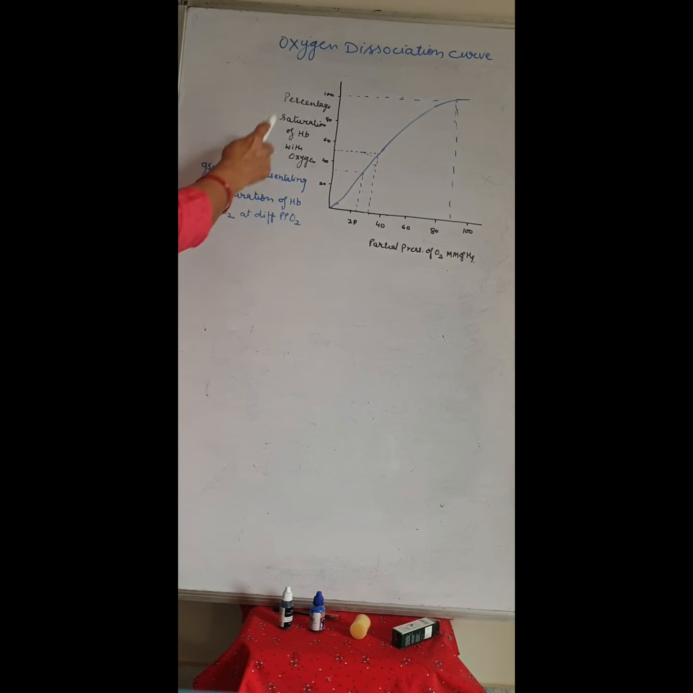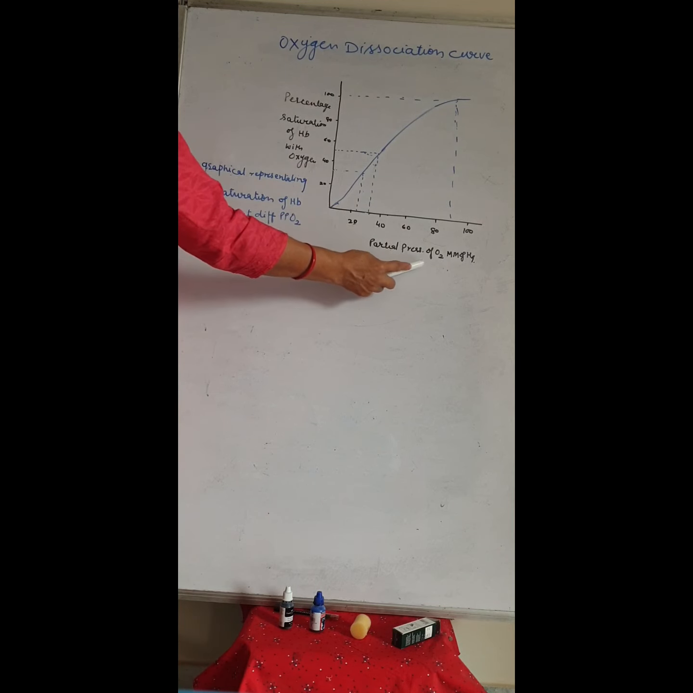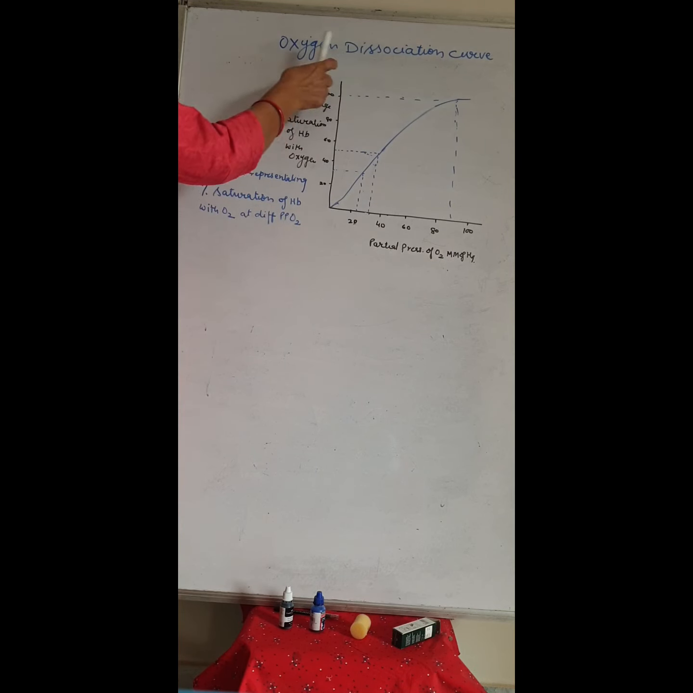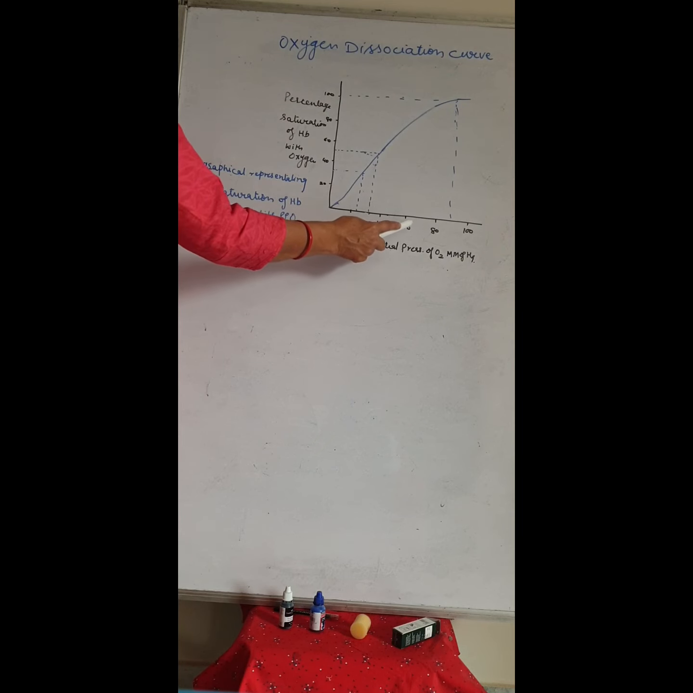Now we will discuss the oxygen dissociation curve, or oxyhemoglobin dissociation curve. Here we have taken the percentage saturation of hemoglobin with oxygen, and here the partial pressure of oxygen in mm of mercury. First we clear the heading: oxygen dissociation curve. This is the graphical representation of the percentage saturation of hemoglobin with oxygen at different partial pressures.